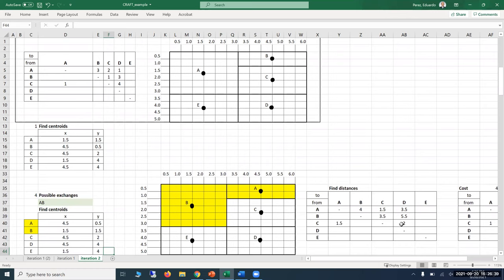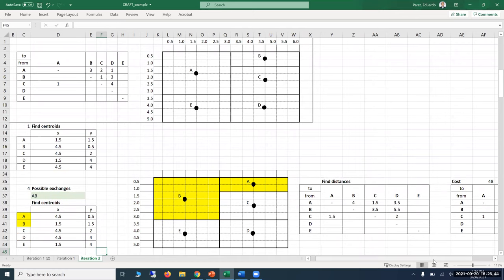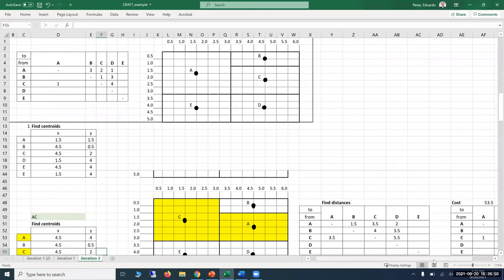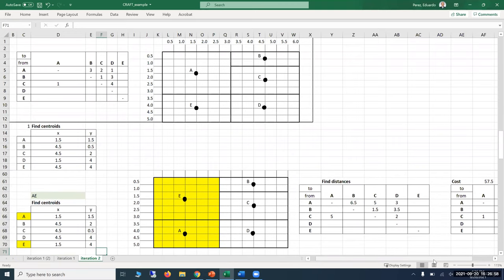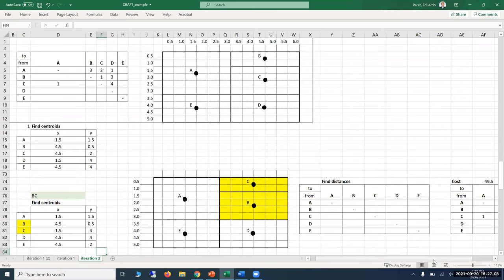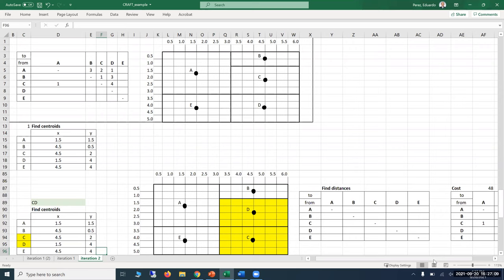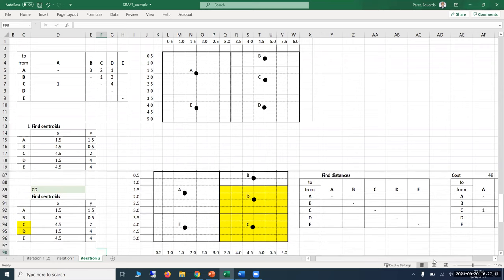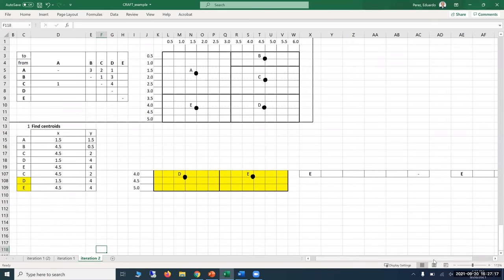So let's see. I did A and B, same cost. Right, no improvement. This is 48. Next exchange, A and C, 53.5, no improvement. A and E, 57.5, B and C, 49.5, C and D, 48, no improvement. D and E, 66, no improvement, and that's it.